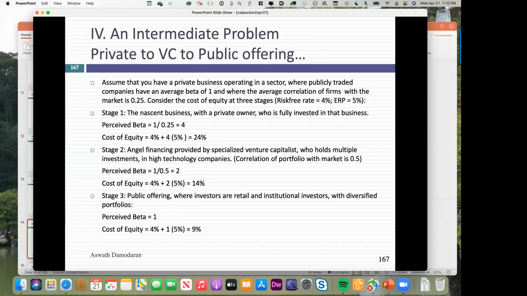5 years from now, the company goes public, the beta goes to a market beta of 1, and the cost of equity becomes 9%. This is a company where the cost of equity is going to be 24% in the first 2 years, 14% in the next 3, and then 9% thereafter. Not because the company is getting safer, but because the investors in the company are shifting from completely undiversified to partially diversified to fully diversified. So how is this going to play out in valuation?